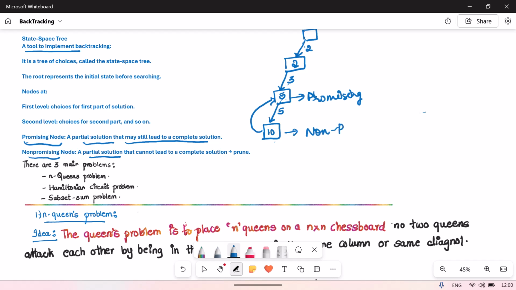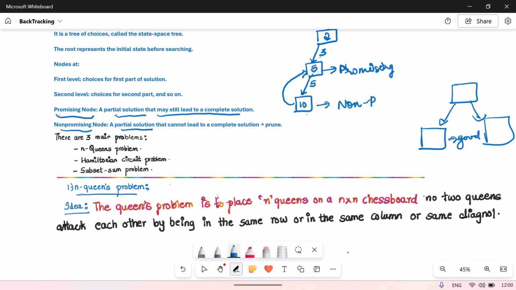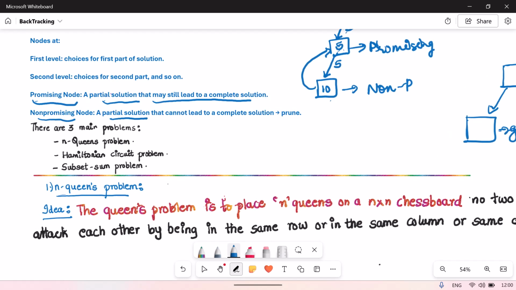So state space tree means there would be a state and the possibilities are there like this. One possibility might be a good possibility, a promising possibility, or sometimes it might not be. So you choose another alternative. So it is going to look like a tree itself. And I hope you have understood this about state space tree.